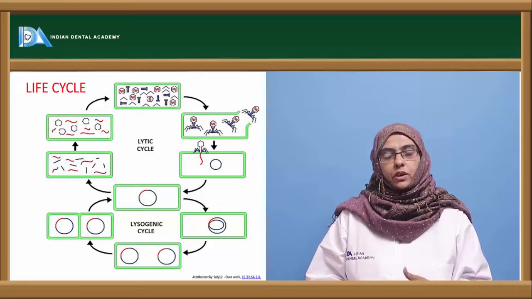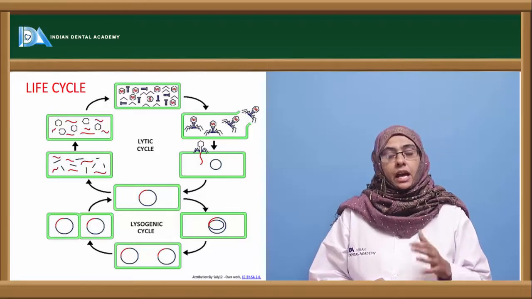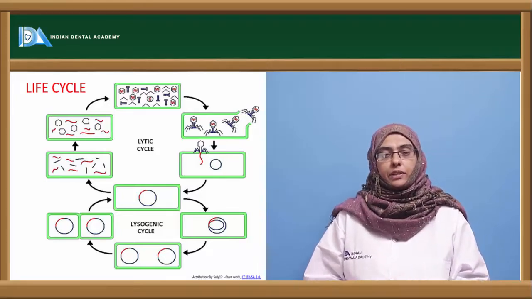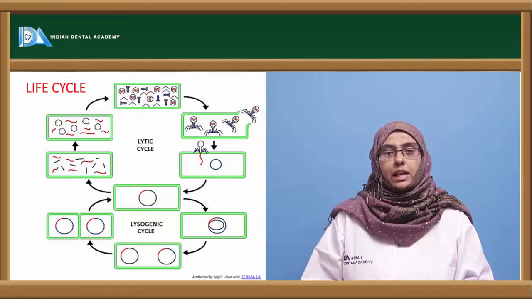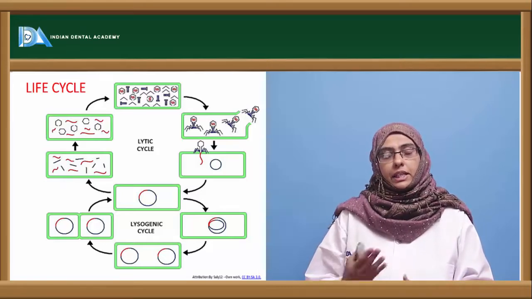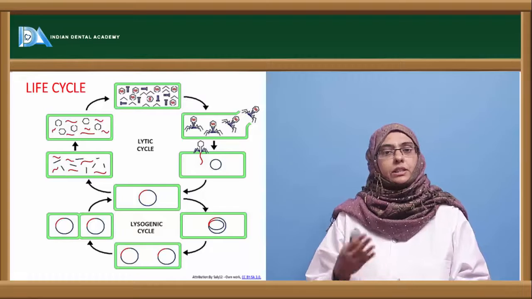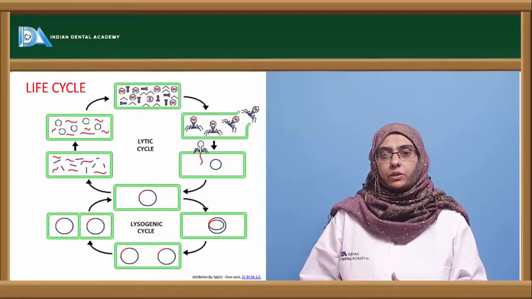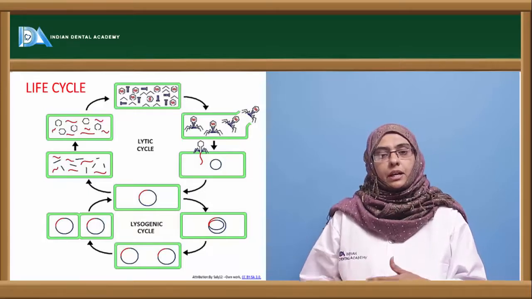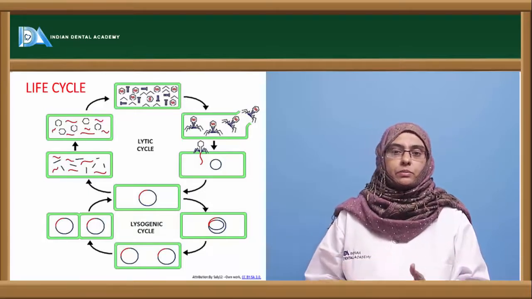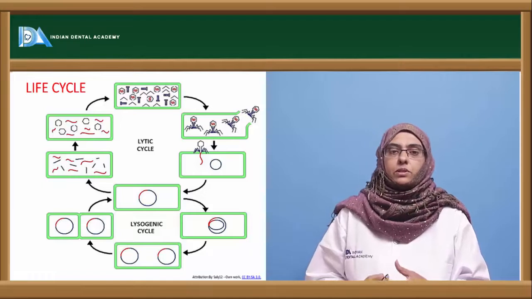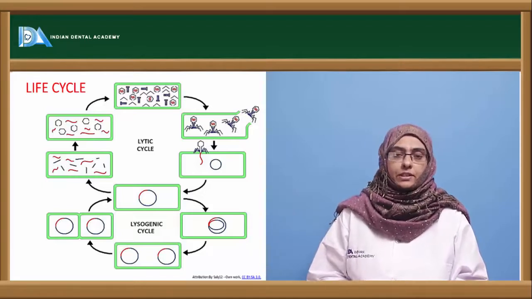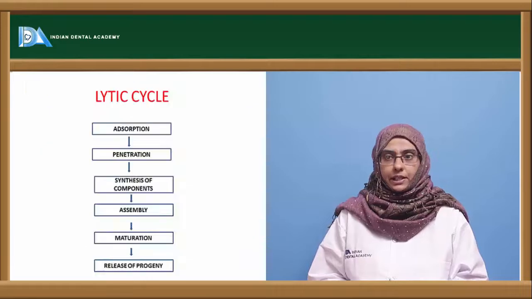This procedure is called the lytic cycle, and the other alternative form of replicative cycle is called the lysogenic cycle, where the DNA of the viral nucleic acid usually gets integrated into the host chromosome and lives in harmony with the host chromosome. It synchronously replicates as and when the host chromosome replicates without causing any harm to the host cell. So this type of life cycle is called the lysogenic life cycle.